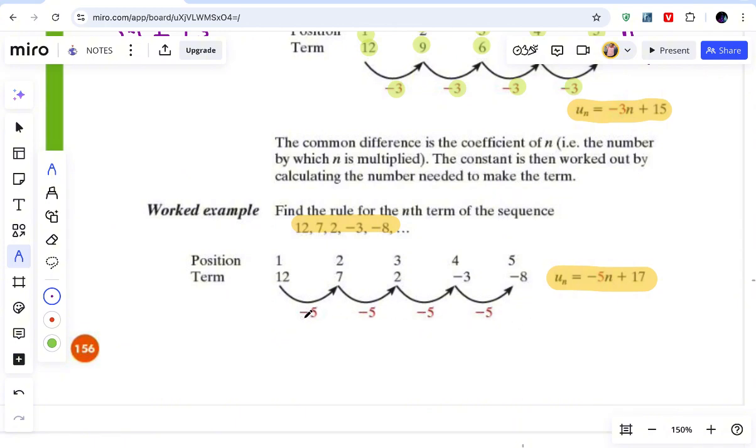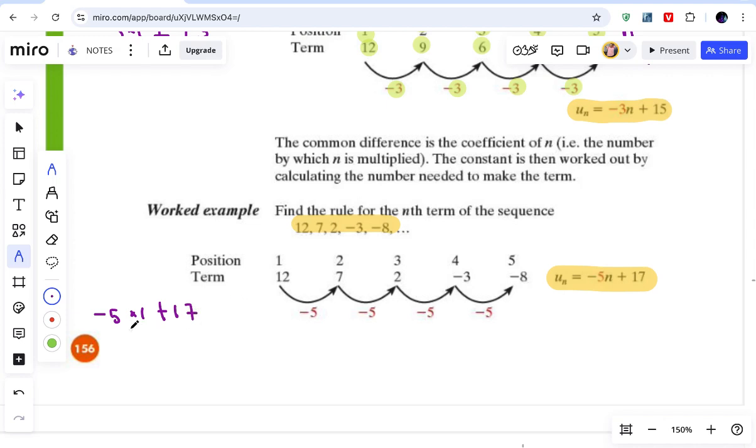Since it has the same common difference, it means it's an arithmetic sequence. To find the n term, we first multiply the common difference by the position. Negative 5 times 1, you get negative 5. So how will it become 12? What will you add to negative 5 to become 12? I have to add 17, because minus 5 plus 17 will become 12.